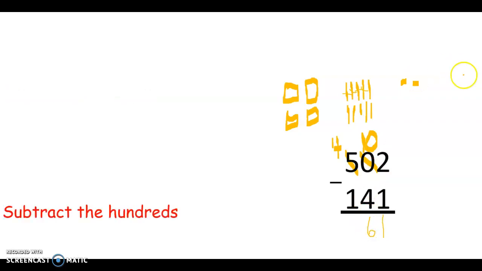Now I'm going to go to my hundreds place. I have 4 hundreds and I am subtracting 100. So 4 minus 1 will give me 3, which now gives me my answer, or my difference. 502 minus 141 equals 361.